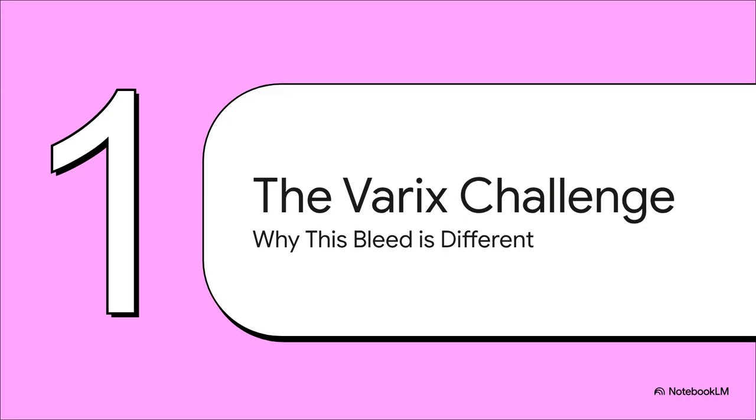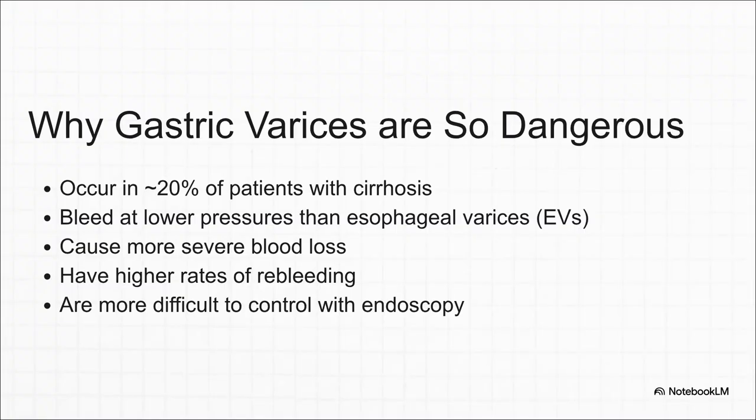So what is it that makes a gastric varix bleed so much more dangerous? Let's break down the specific factors that really make this a unique kind of clinical emergency. The really interesting thing here is the pressure dynamic. See, unlike esophageal varices, these gastric ones can just rupture and cause a catastrophic bleed, even at lower portal pressures. So you combine that with a massive volume of blood loss, and the fact that they're notoriously difficult for our GI colleagues to control with an endoscope, well, you've got a recipe for a really bad outcome. And this, right here, is where we in interventional radiology get the call.